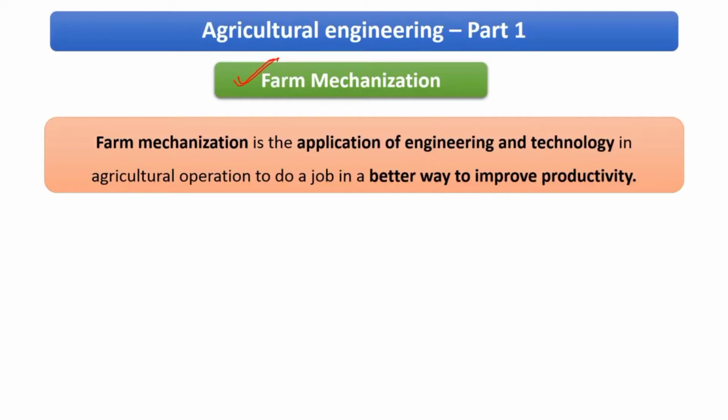Now when you start applying engineering and technology to these agricultural operations, why do we need to do it? To improve the productivity. We discussed this, right? So this entire process is known as farm mechanization. With the advancement of technology, we are trying to come up with easier methods to do certain things, right? For that we start applying certain principles from engineering. So this is called farm mechanization.